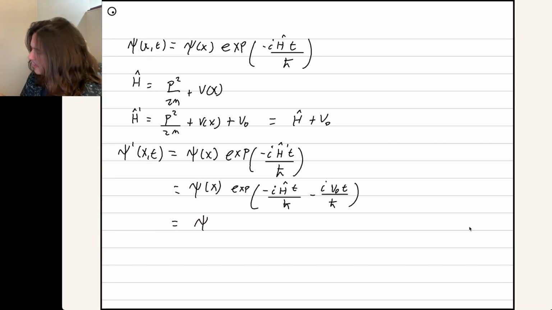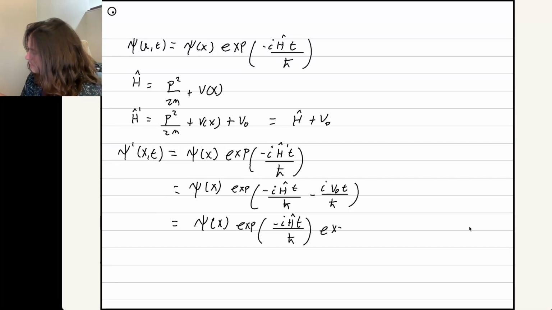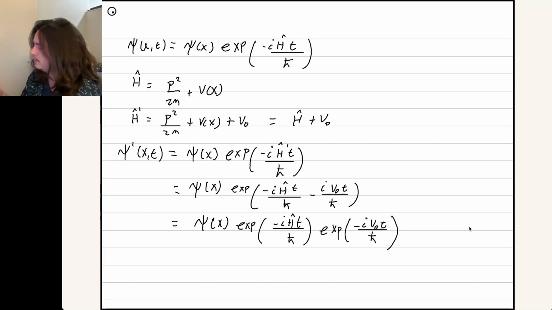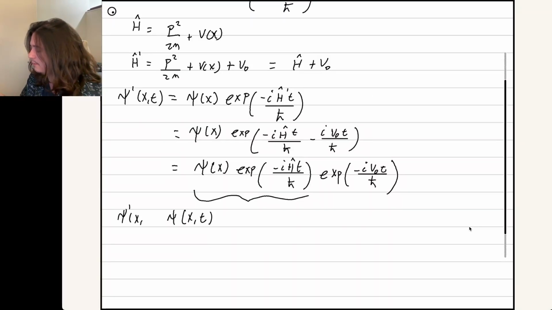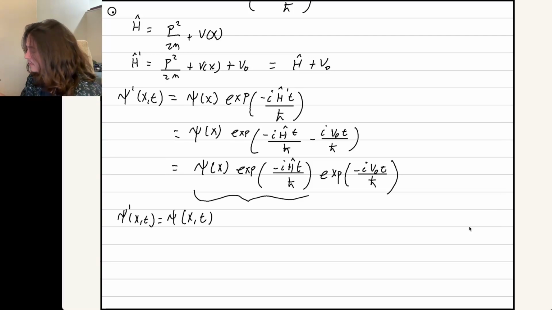And then you can separate that from the exponent by pulling it out. So you'll have just e to the minus i V naught t over h bar. Now the rest is the exact same thing we got for the first time dependent wave function, psi of x and t. So we can conclude that psi prime of x and t is just equal to psi of x and t times this factor of e to the minus i V naught t over h bar.